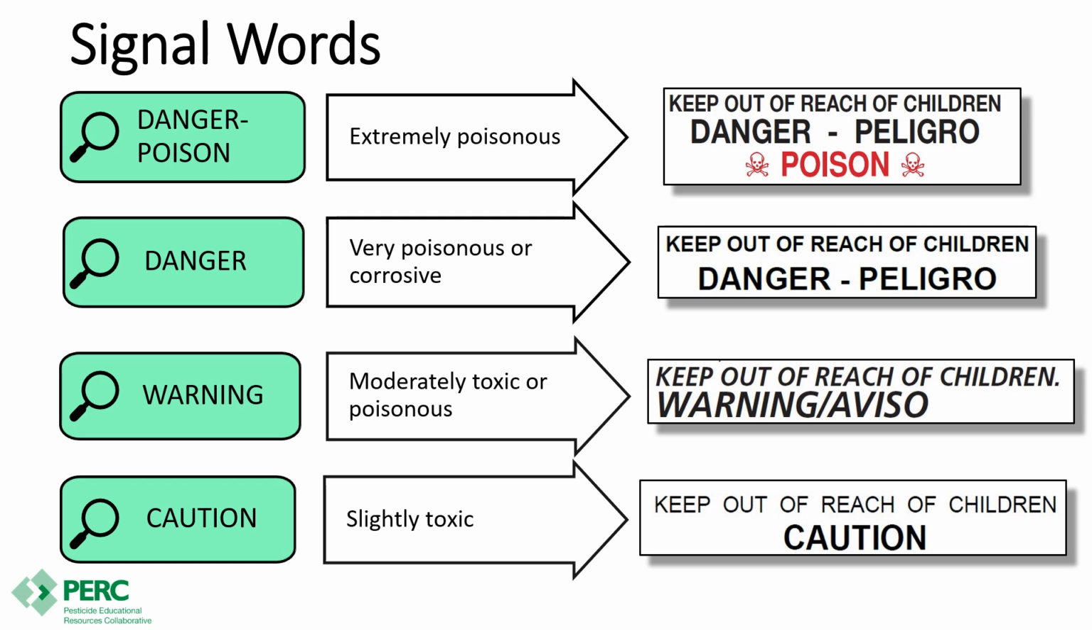Warning means the pesticide is moderately toxic or poisonous through one or more routes, including if absorbed through the skin, if swallowed or if inhaled, or causes moderate eye or skin irritation. Caution means slightly toxic, but it can still make you sick if absorbed through one or more routes, including by the skin, if inhaled, or if it gets into the eye.